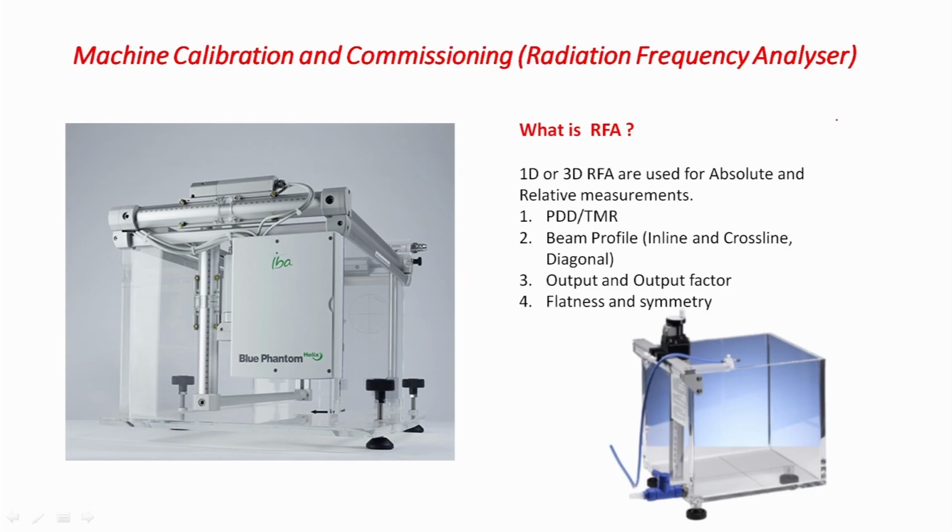Now the machine calibration and commissioning. The term calibration is something from your day to day life. Suppose your watch is not following the standard time. What do you do? You see the standard time, you move your watch screw and adjust your time to the standard time, and that is called calibration. This is a simple process of calibration.